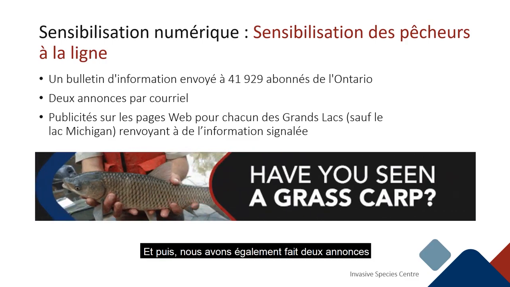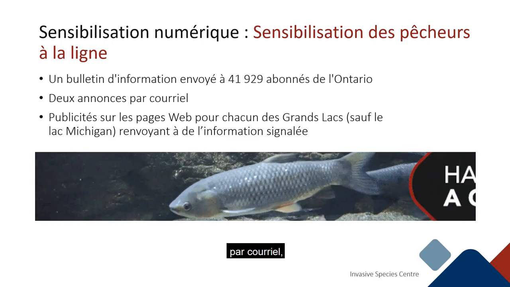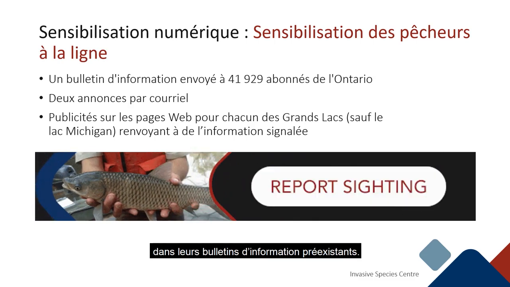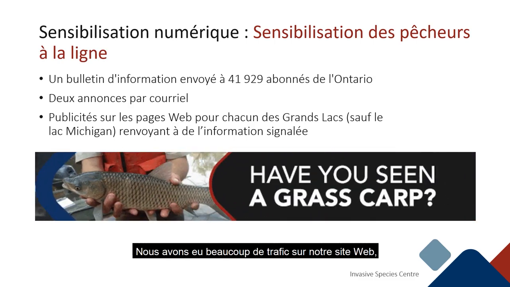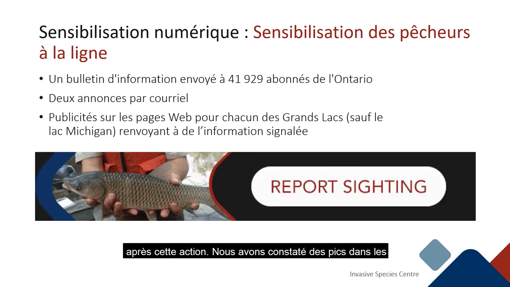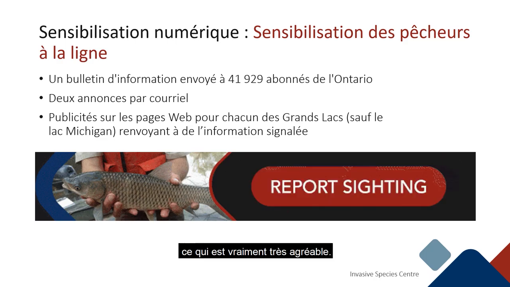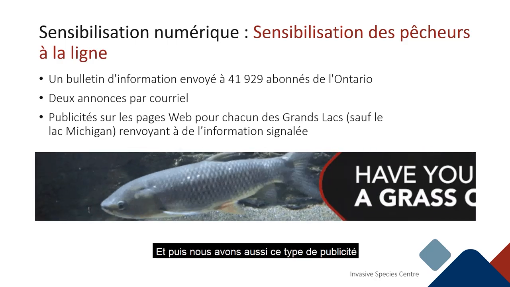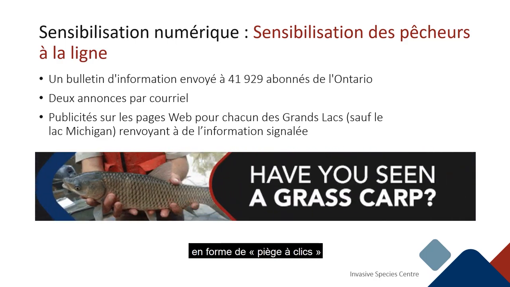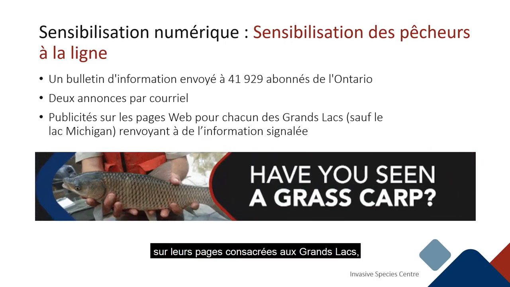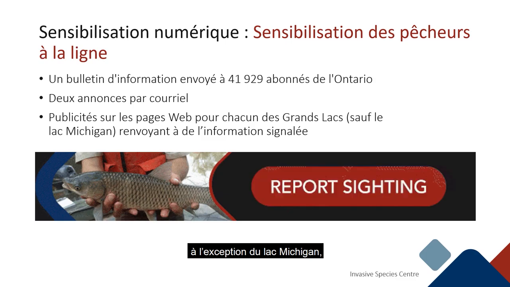Last year we did this as well, and we did an intro to the four species, but this year we're really focusing more on grass carp specifically. So we did a feature newsletter with all this info on grass carp, and then we also did two email announcements, just little tiny blurbs that we placed in their pre-existing newsletters. We got a lot of traffic back to our website when we did this. We saw spikes in page views on those days, which is really great to see.